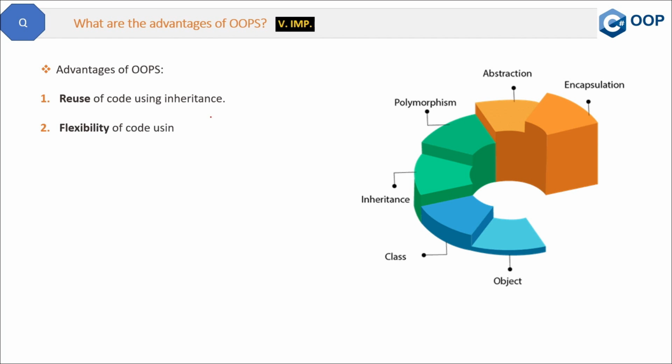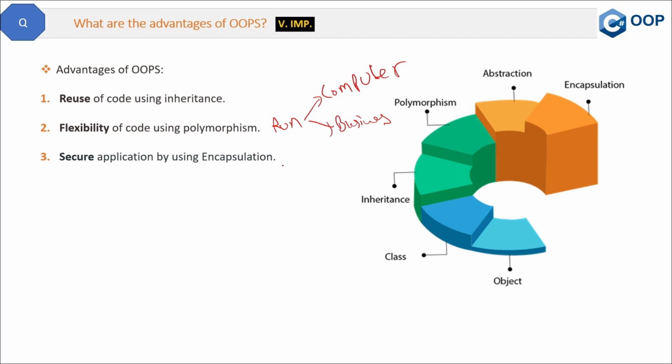Second advantage is OOPS gives flexibility through polymorphism. For example, same name methods can do different things via overloading or overriding. For example, if you have one method run, then you can use run for the computers and you can use it for the business also. So you can run the business, you can run the computer, right? So same name but different functionality. That is polymorphism.